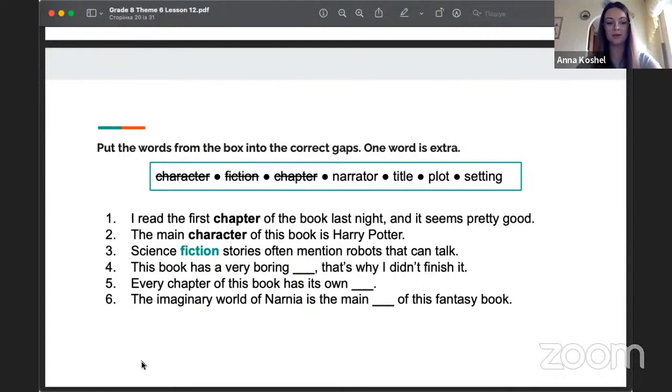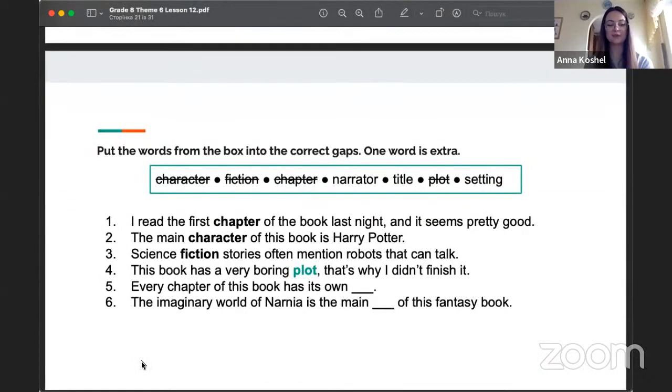But basically, we can understand, yeah, from the context, з контексту самого речення можна зрозуміти, що це про історію. Так? Історія, сюжет в книжці дуже нудний. So basically, the English word for sujet is plot. Yeah, you're already writing that in the chat. Very nice. Okay, so this book has a very boring plot. That's why I didn't finish it.